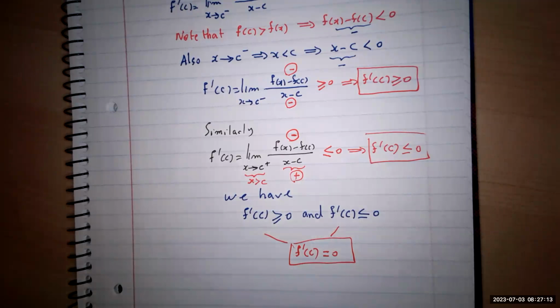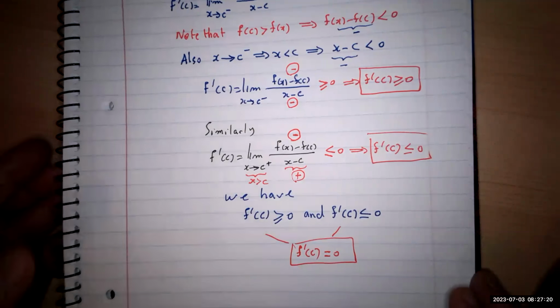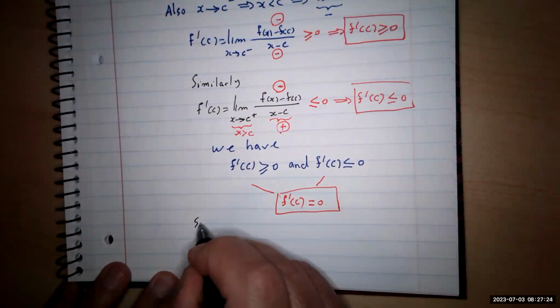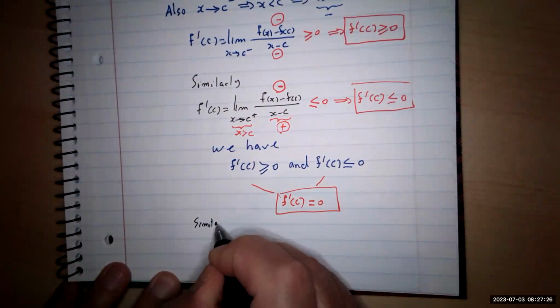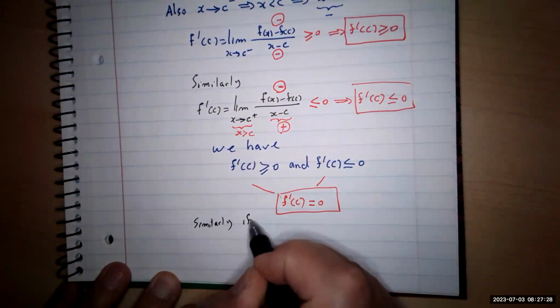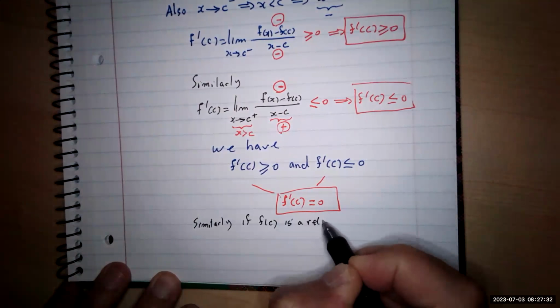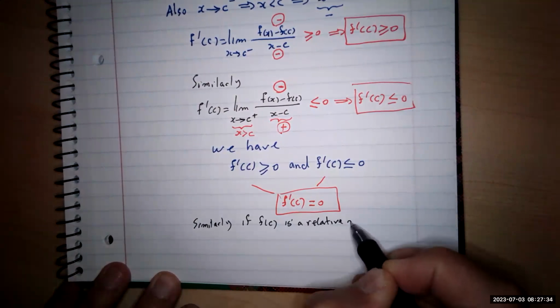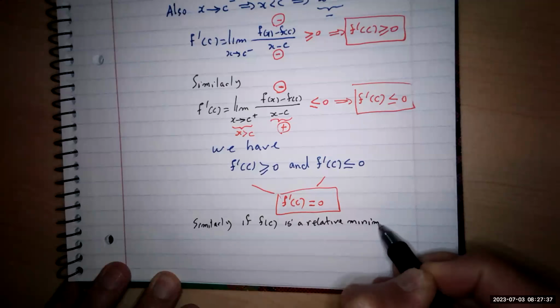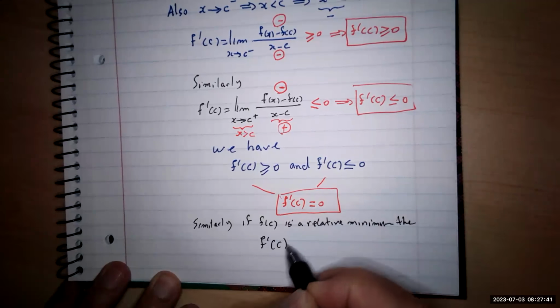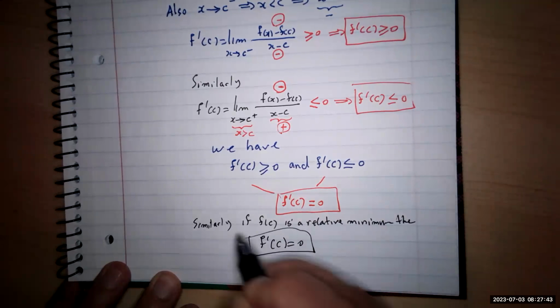That was geometry, and you get these numbers. So we proved that if f of c is a relative maximum, f prime of c would be 0. Similarly, you can prove, just to finish it, that if f of c is a relative minimum, then f prime of c would be equal to 0.